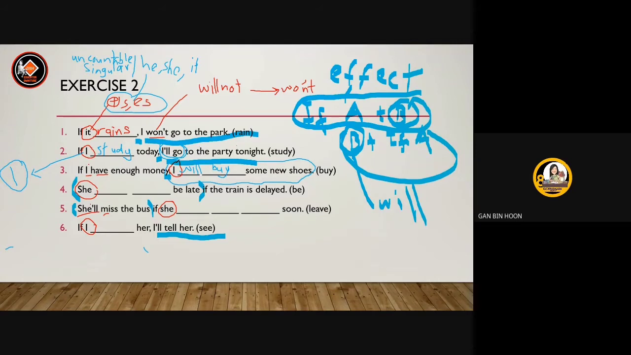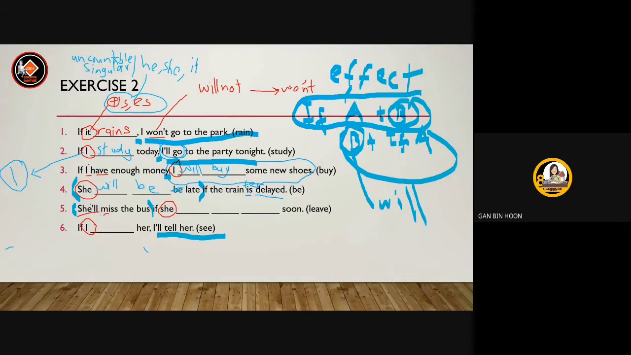Okay, she will be late if the train is delayed. Is ni akan bermaksud dia lewat. Kalau kereta api terlewat, is ter. She will be late. Okay, good. Okay, this is wrong. Tak ada be kat sini. She will be late. Okay, sorry. Okay, the answer is she will be late if the train is delayed. Good. Because she will be late ni akibat dia.